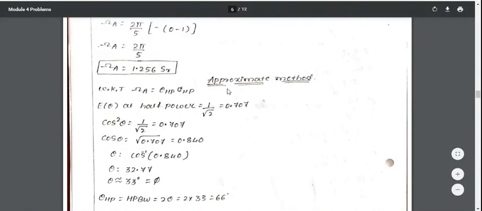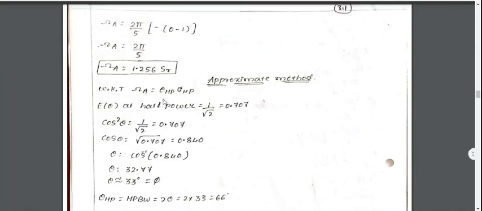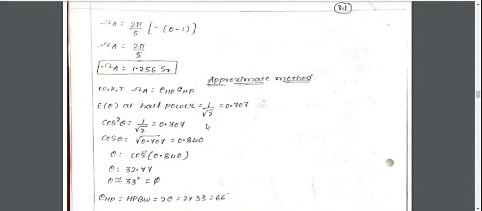The approximate method is given as beam area equals theta HP into phi HP, where HP is nothing but half power. The energy, that is E theta at half power, is given by 1 divided by root 2, which is nothing but 0.707.